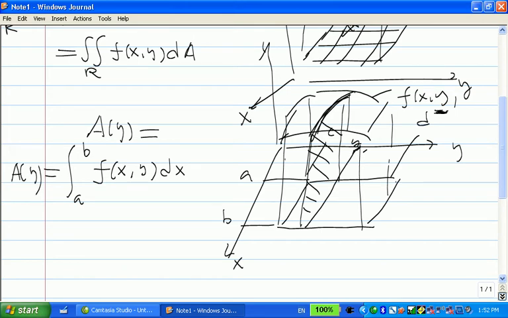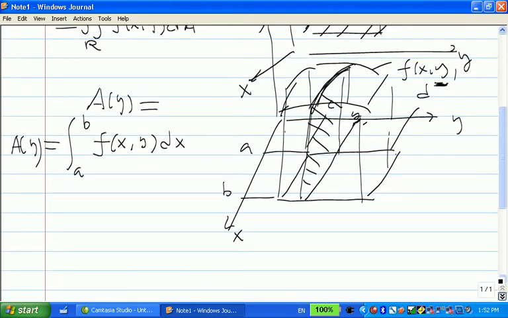Okay, remember our goal is to find this volume. Now, if the cross sections, like my A(y), were the same, then A(y) times (d minus c) would give you the volume for the whole thing, right? However, the cross sections normally are different. For different y, you get a different A(y). Okay. So what we're going to do is like this. We change the y a little bit. Then you go up. You get something like that.